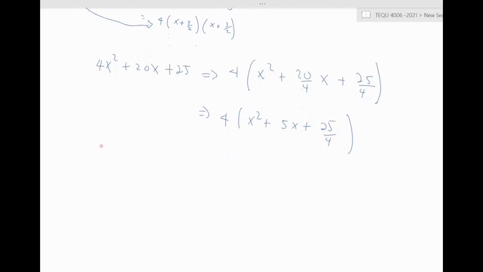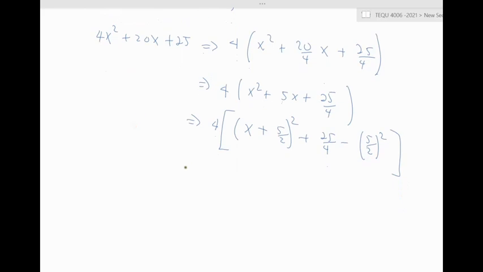So what's next? Next we want to complete the square of the part that is inside. So that would be 4, let's open a bracket here, and here you have a parenthesis for x plus. Now this part here is 5 over 2, and that has to be squared, plus 25 over 4 minus 5 over 2, but that 5 over 2, the whole thing has to be squared. Close the bracket.